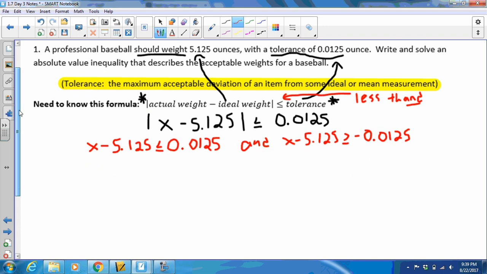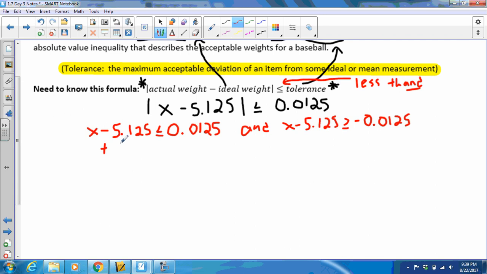So now we're going to solve. For our first inequality, we add 5.125 to both sides. I would suggest doing this on a calculator. It helps a lot. So here we have 0.0125 plus 5.125. We add those two together, and when you do, you should get 5.1375.